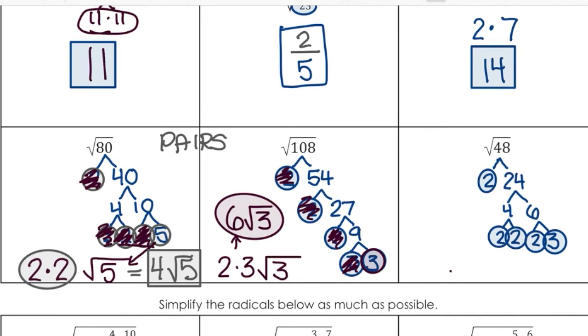Then for my answer down here, I'm going to go ahead and draw my square root. And I've got a pair of 2s here, so I'm going to put that out front. And I've actually got another pair of 2s here, so I'm going to put that out front. And then this 3 doesn't have a partner, so it gets left on the inside. And then you multiply these 2s together, which is going to be 4 square roots of 3.